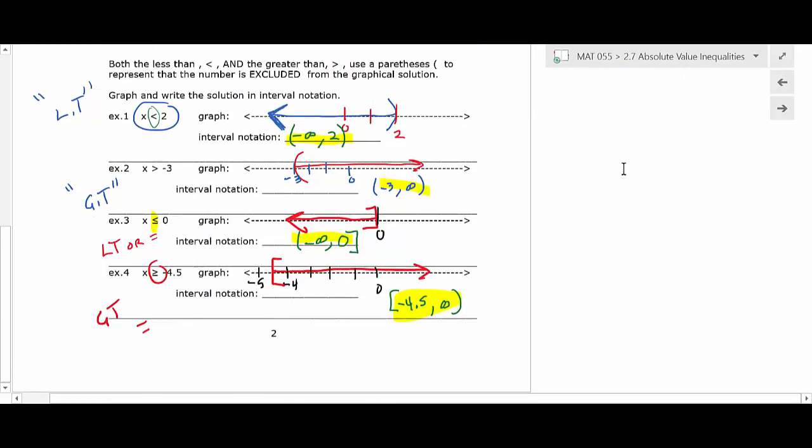When you're writing interval notation, if it has a bracket, you put the bracket on one side and parentheses on the other. Remember I said infinity never has a bracket around it, because a bracket means that you're coming to a definite ending point. Negative 4.5 is a definite ending point, but infinity isn't. So when you have that equal to bar, you use a bracket, but only on the number. It'll never be on infinity.